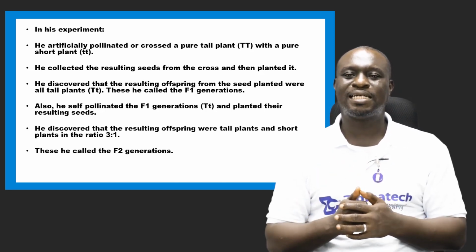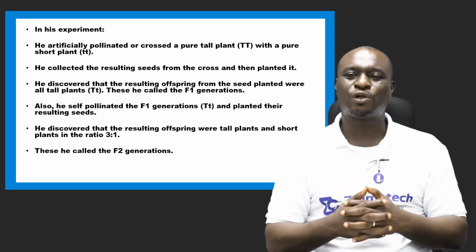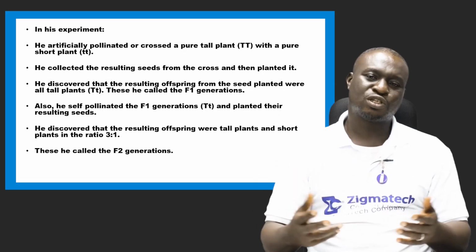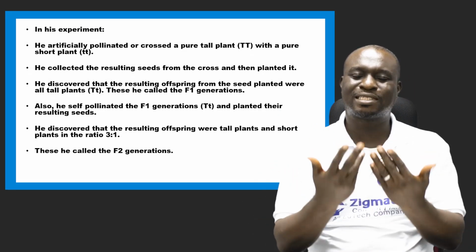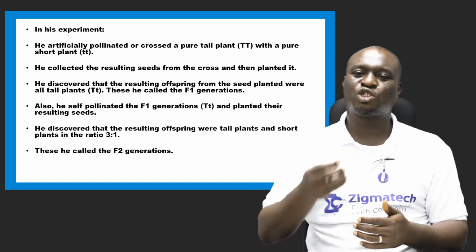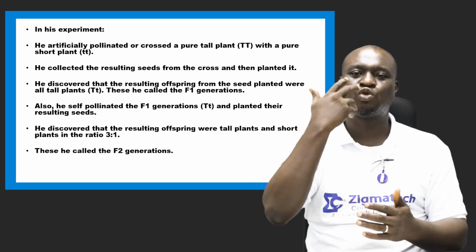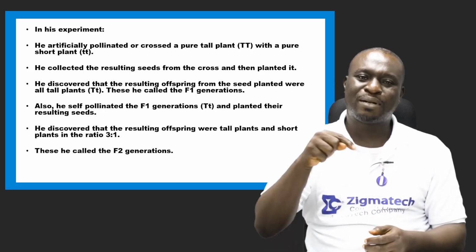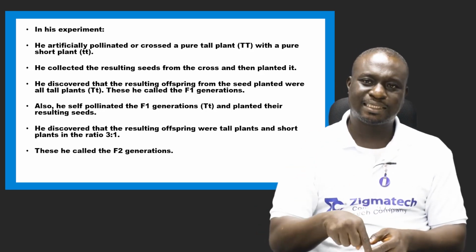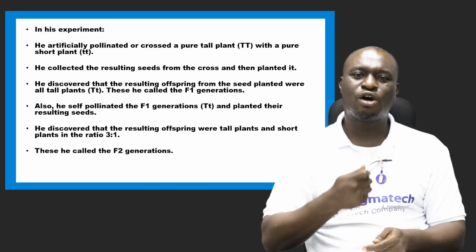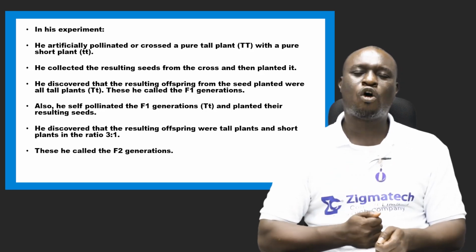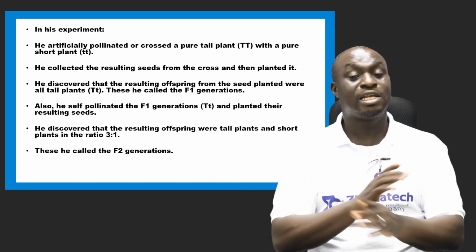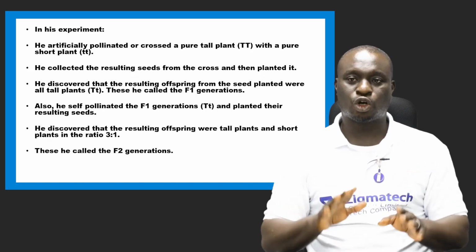Now, the next thing he did is he collected the resulting seeds from the cross and then planted them. Because after the cross, they will give rise to a seed, and this seed must be planted for it to germinate into a new plant. When he planted them, he discovered that the resulting offspring were all tall plants. There were no short plants. They were all tall plants.